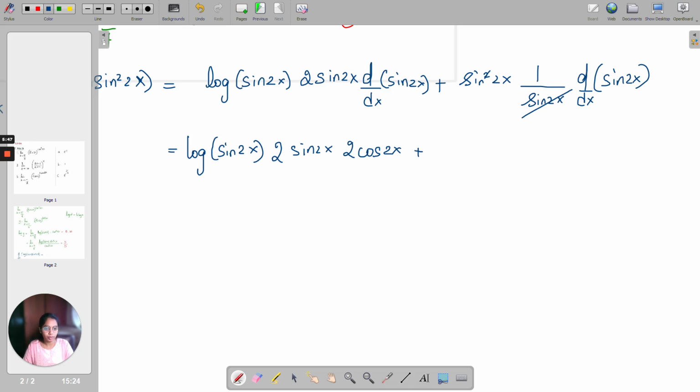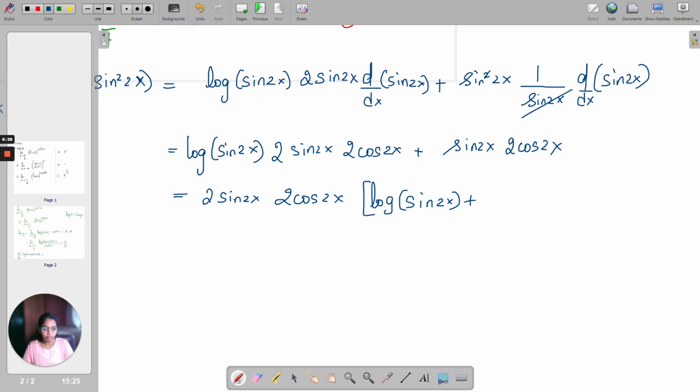Okay, here we have sin 2x. What is differentiation of sin 2x? That is 2 cos 2x, right? Now, can you take anything common here? Observe. Yes. Can I take 2 sin 2x into 2 cos 2x common? Yes. So what else is remaining? Log of sin 2x plus 1.